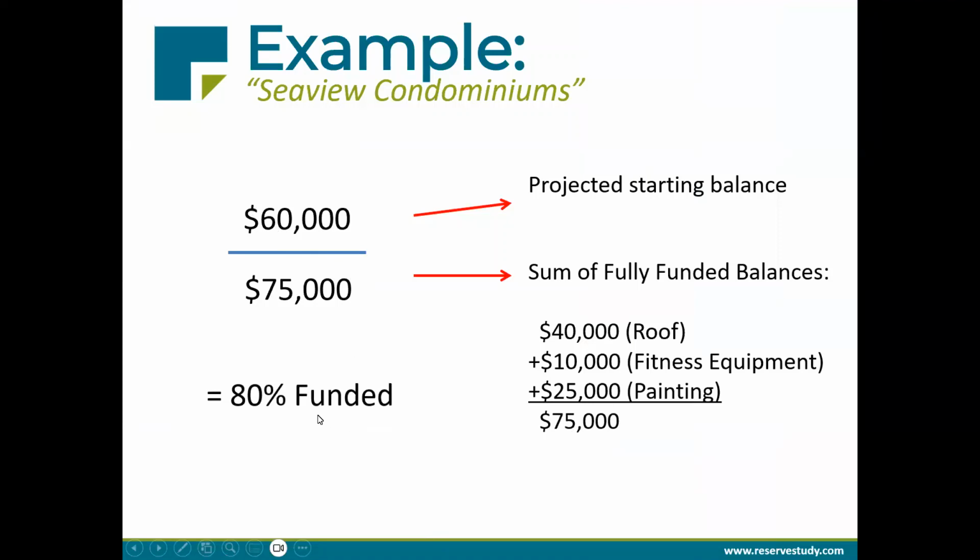So what does that mean? Overall, that's pretty strong, right? We said anything above 70% is generally good, but there is maybe some room for improvement there. They might have to start accelerating their contributions a little bit.